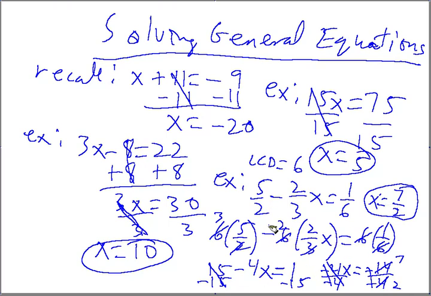Alright, so let's go ahead and try another one here. Let me go and clear off the screen. Let's go and try this one. Let's look at 3/8x minus 5/6 is equal to 5/12.